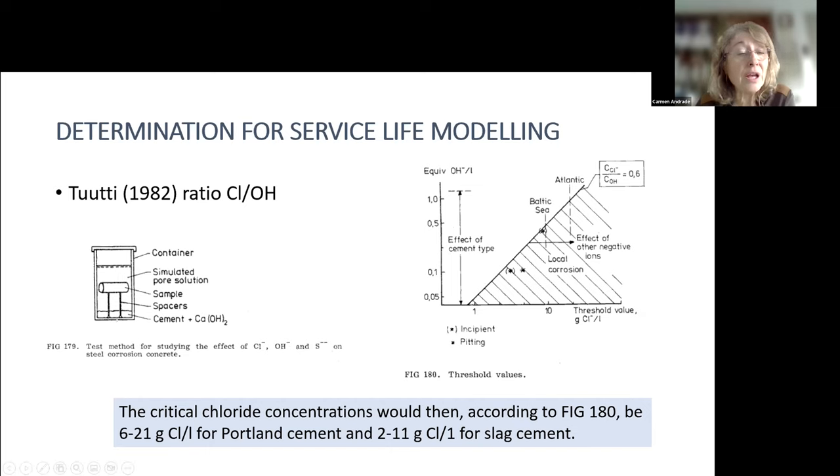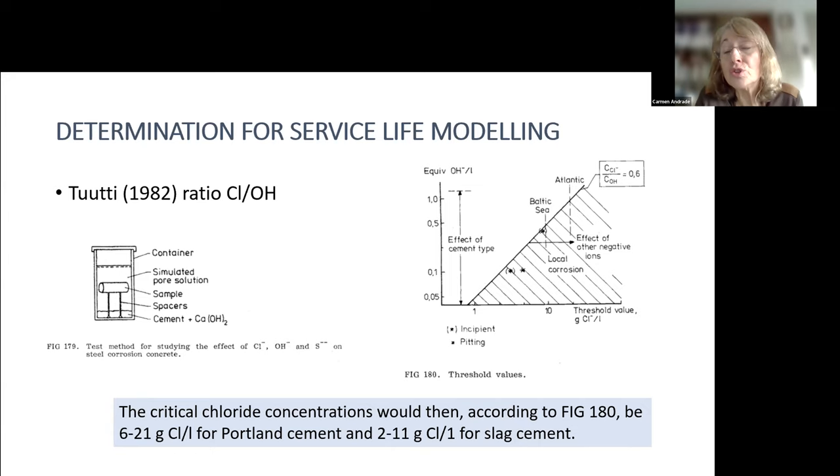This is the reproduction of the figure from the thesis of Tuuti, of how he did the experiment. He had cement with calcium hydroxide, and these are spacers, a sample of bar, and this is simulated pore solution. And he plotted this, that he has the 0.6 chloride threshold that was proposed by Hausmann as an average value. This is an average value, and he plotted some real values that he was experimenting, testing there in that case.